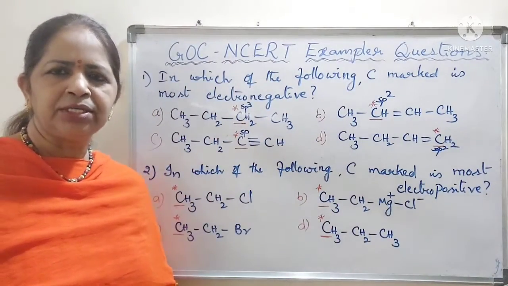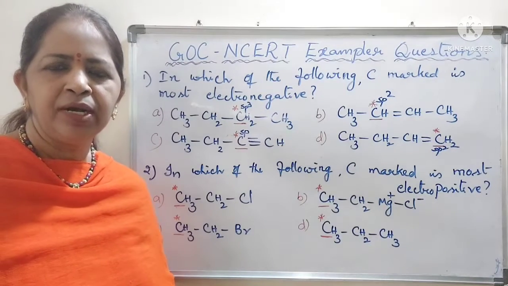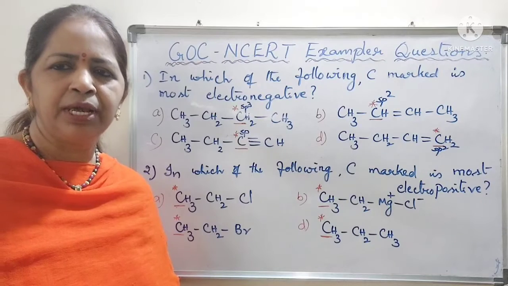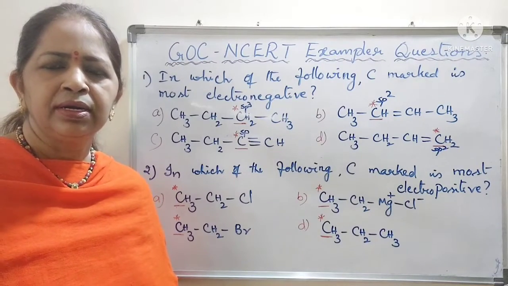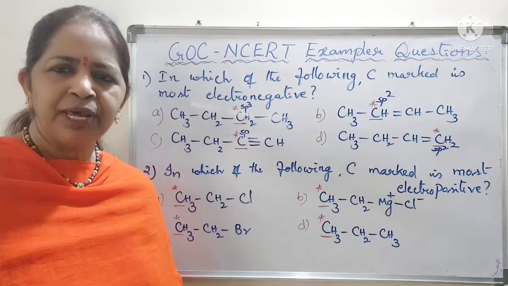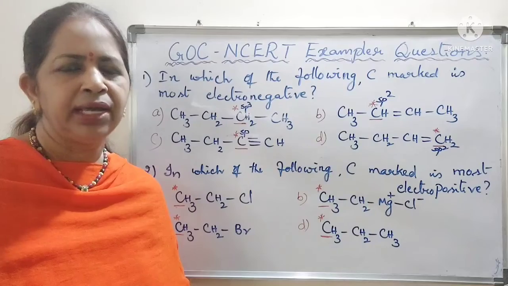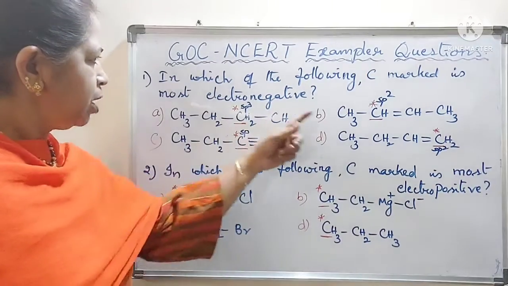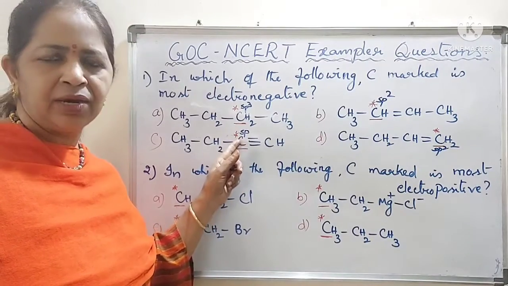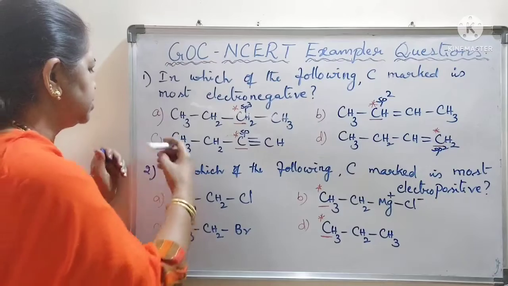We will see different types of hybridizations in organic molecules. Which carbon is most electronegative? The carbon with the highest s character, which means sp carbon. In sp carbon, the percentage of s character is 50%, one s orbital and one p orbital. So the sp carbon is more electronegative. sp carbon forms a triple bond in organic molecules. So in option C, this carbon is sp hybridized, the most electronegative carbon among all these options. Okay students, so C is the answer for this.